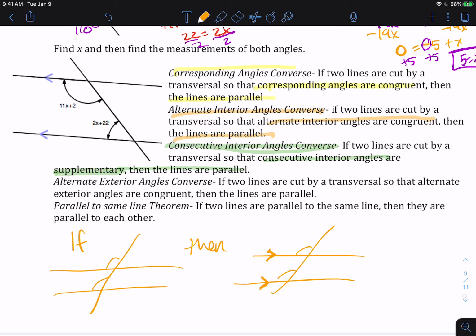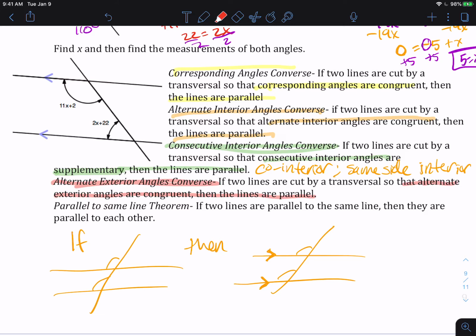Remember, we have two other names for this. This could be co-interior. We also have that this could be same side interior. So you need to be familiar with all of those. And then our last one is the alternate exterior angles converse. It's saying if the alternate exterior angles are congruent, then the lines are parallel.